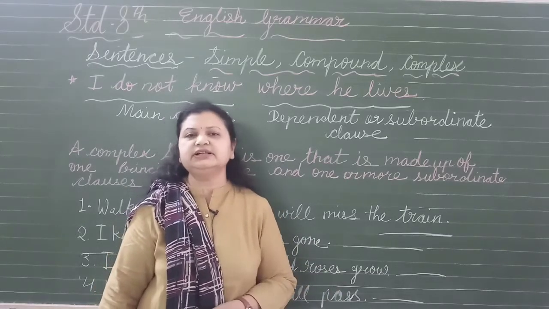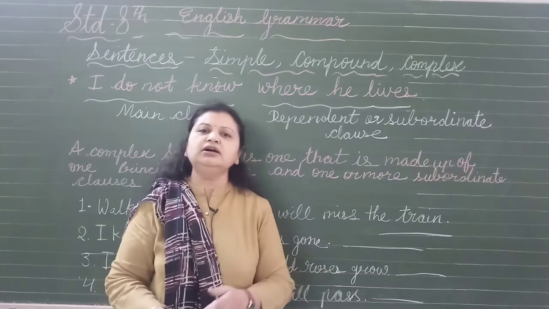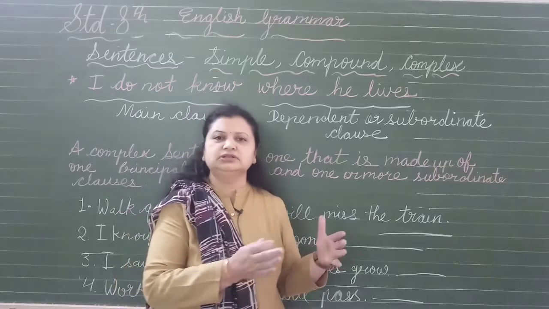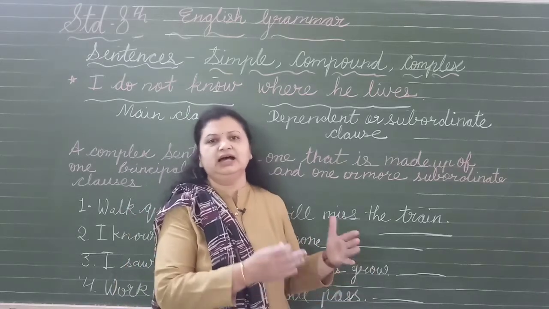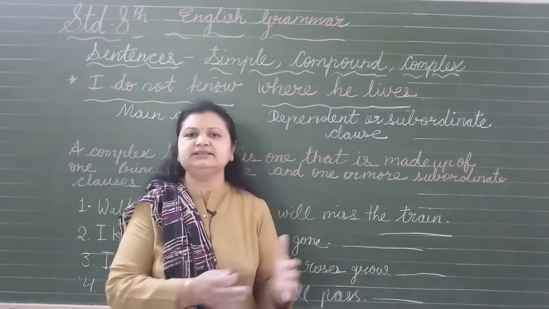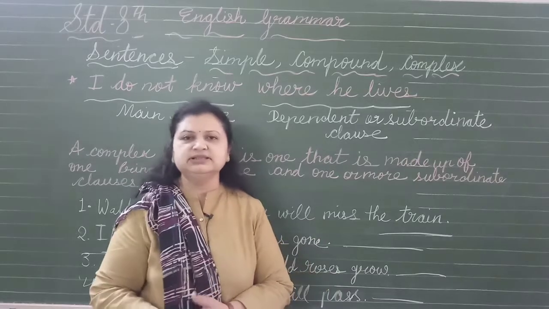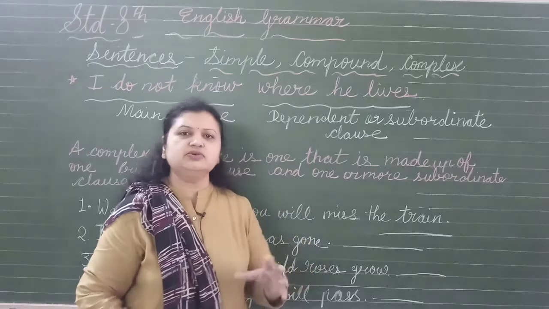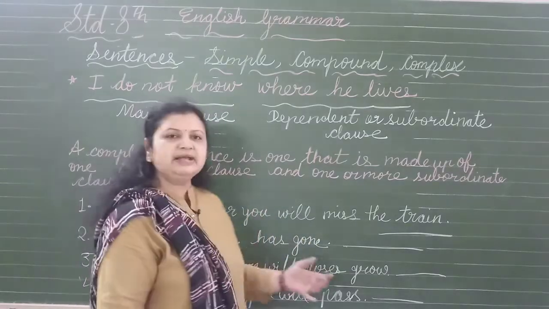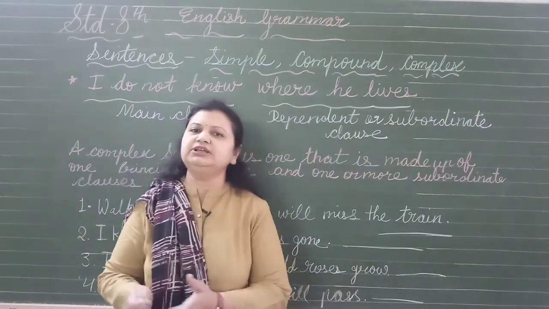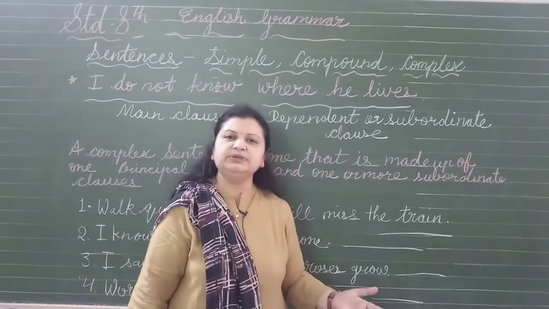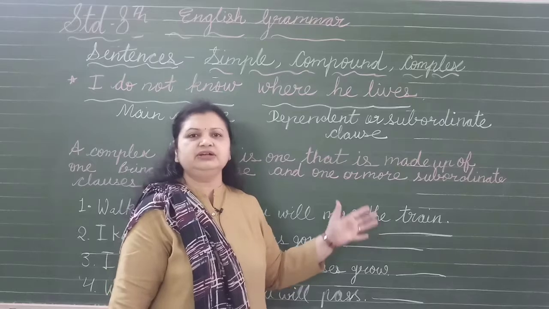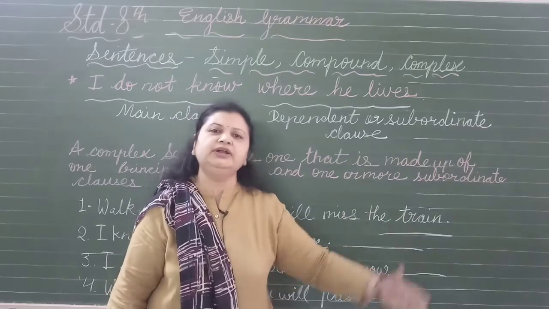A compound sentence has coordinate clauses, which means all the clauses have a complete sense and they are joined in one sentence. They all have their own sense. Okay, so that is called a compound sentence. And in a complex sentence, one will be the main clause and the other will be the dependent or subordinate clause. So this is the way to identify simple, compound and complex sentences.